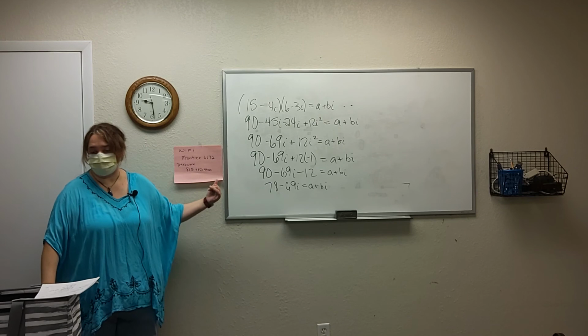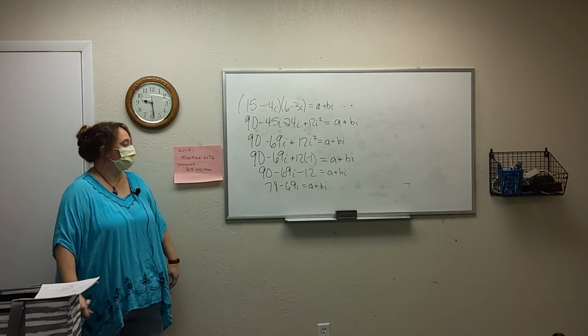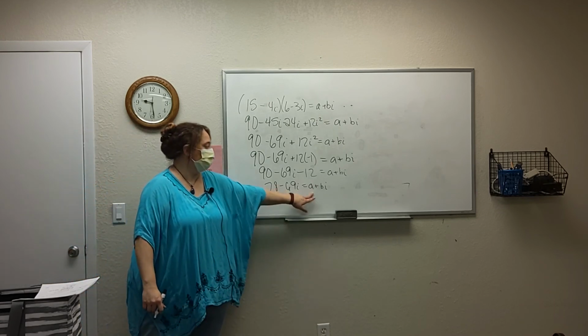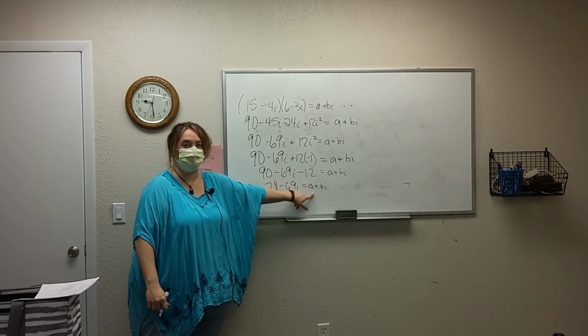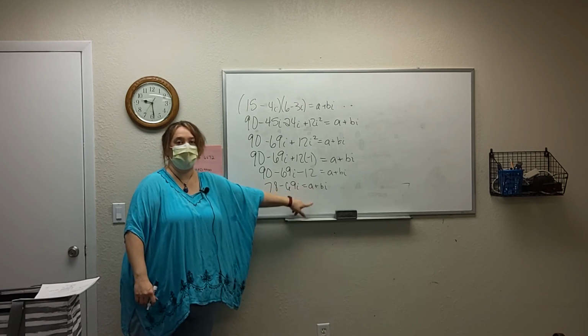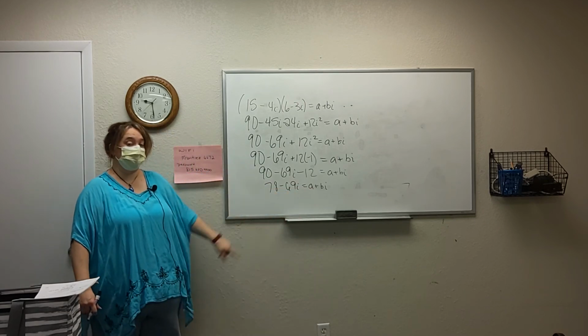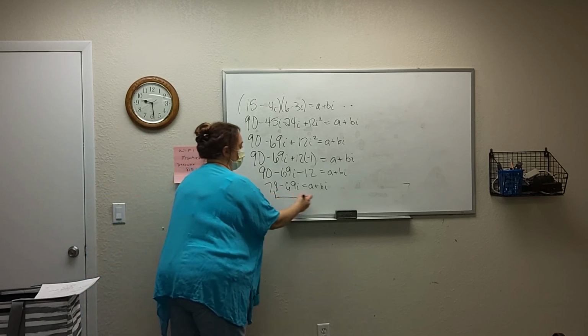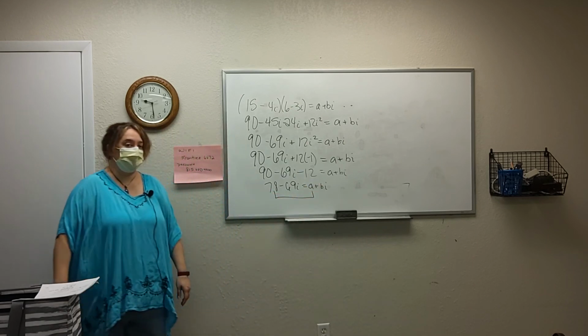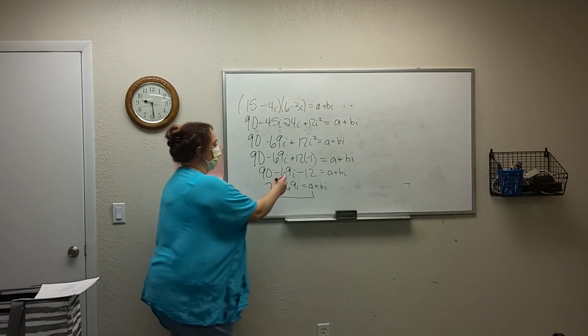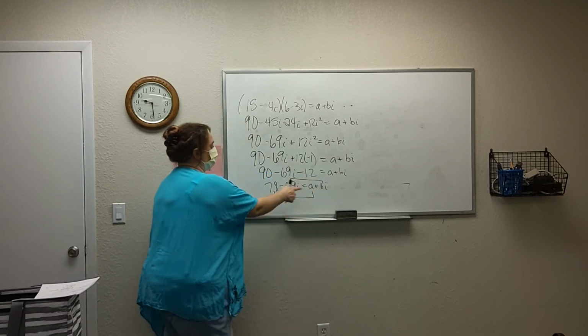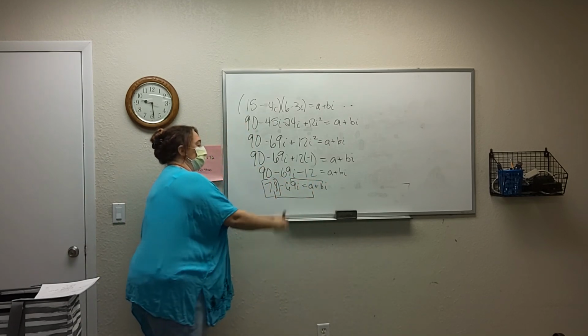Let's go back to the question. What do they want? What is the value of a? So if I look on the right side, a does not have an i with it. So just match it up to your term on the left that also does not have an i with it. So a must be 78. And then b would be -69. So since they asked me for a, I would give them 78.